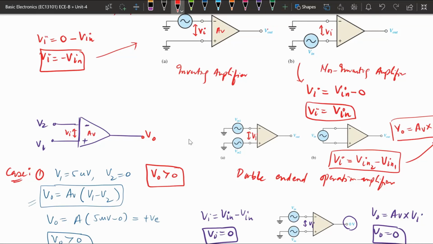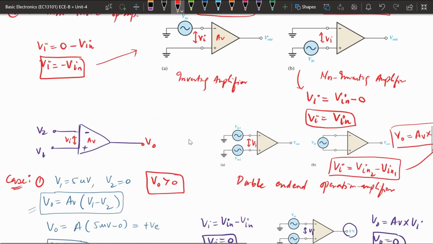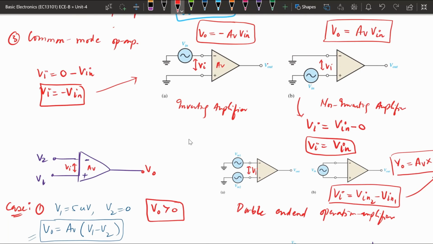So in the previous class we have seen the basics of the operational amplifier. There are different modes we have seen. In that we have seen single-ended, if a single input is applied to the input terminals. In single-ended it is inverting type or non-inverting type. If the input is applied to the inverting terminal, then it will be called an inverting amplifier. If the input is applied to the non-inverting terminal, it will be a non-inverting amplifier.